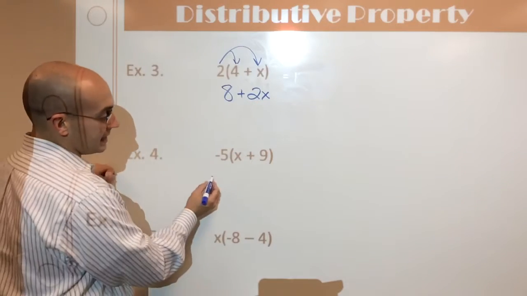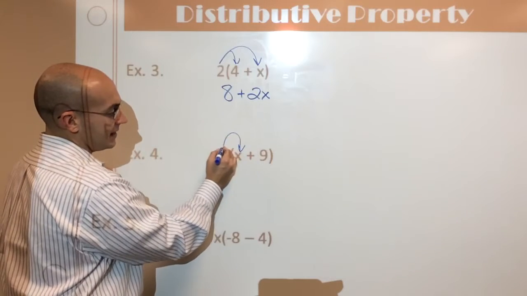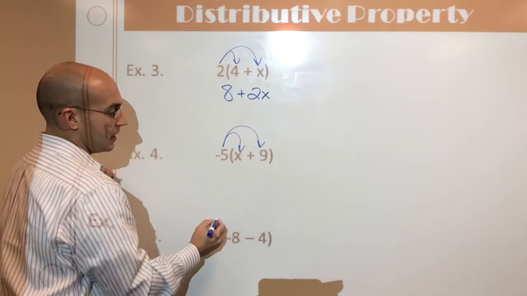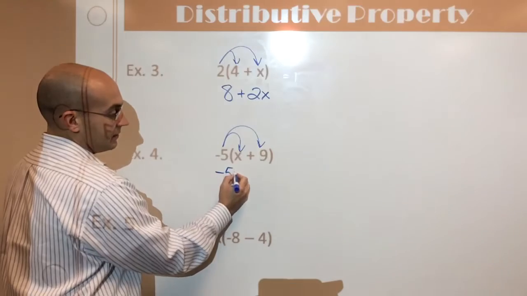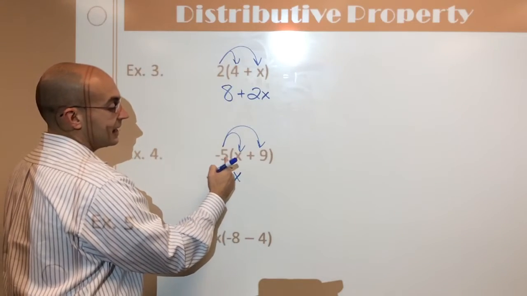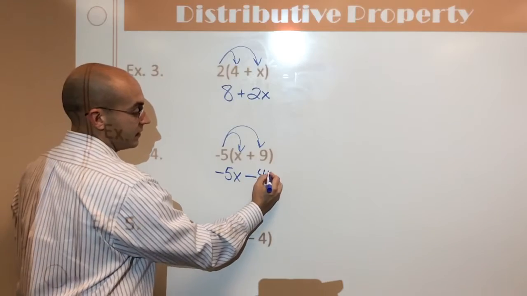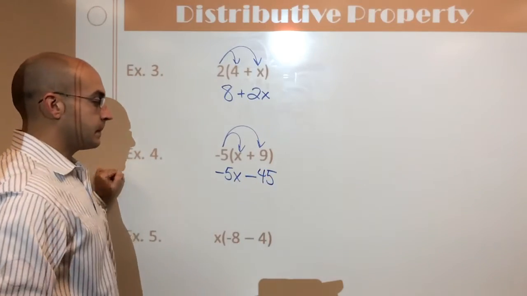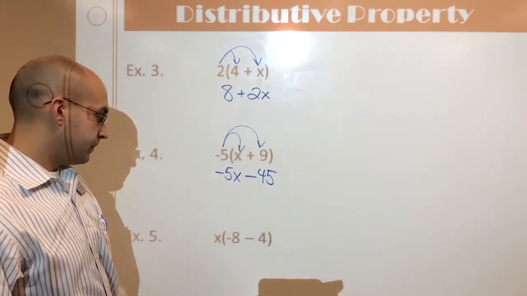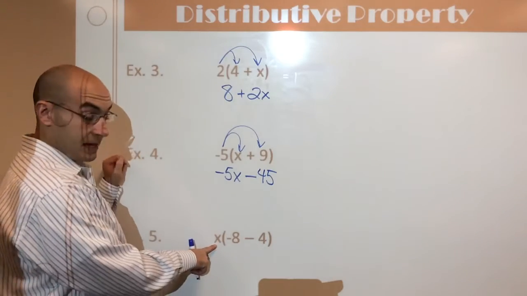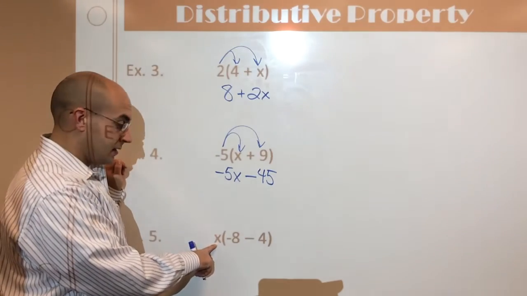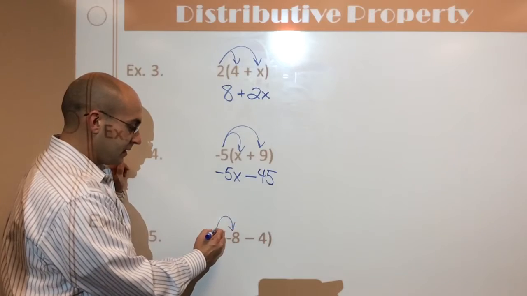Here, that's a -5. I'm going to distribute it to the x, and I'm going to distribute it to the 9. So this is going to be a -5x, and -5 times 9, which is going to give me a -45. Okay? Can't do anything with it. All right? Last one here. X is on the outside. It's okay. I'm going to multiply it by both of the terms on the inside.